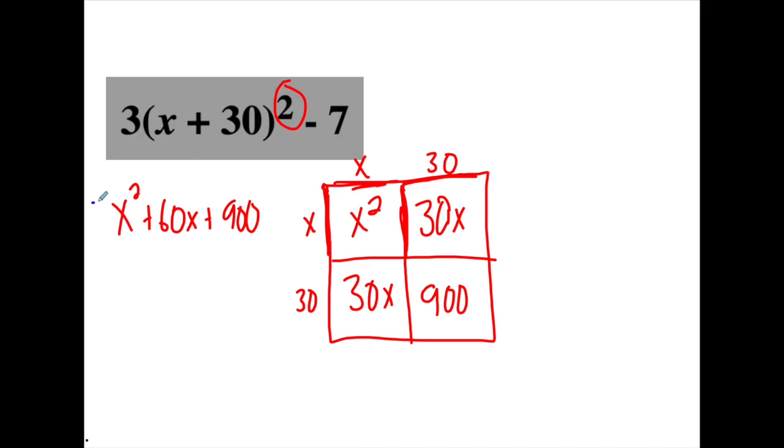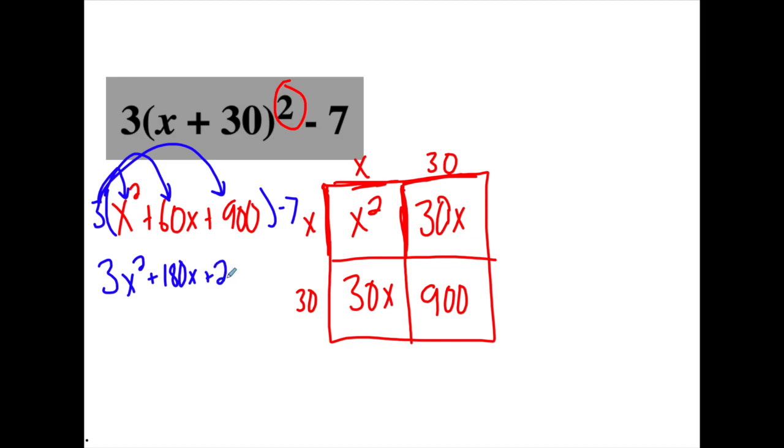Now I have to drop in my 3. So I distribute in, and I get 3x squared plus 180x plus 2700 minus 7. So it gets me 3x squared plus 180x plus 2,693.